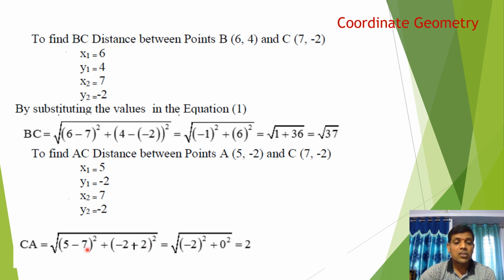Now next step, the square root of 5 minus 7 whole square plus minus 2 plus 2 whole square is written as 5 minus 7, we get minus 2 whole square, plus minus 2 plus 2, we get 0. So square root of minus 2 square plus 0 square. Minus 2 square means minus 2 into minus 2, which is 4. 0 square means 0 and 0, 0. So 4 plus 0 equals 4, root over 4. Root over 4 is written as 2 units because the square root of 4 equals 2.